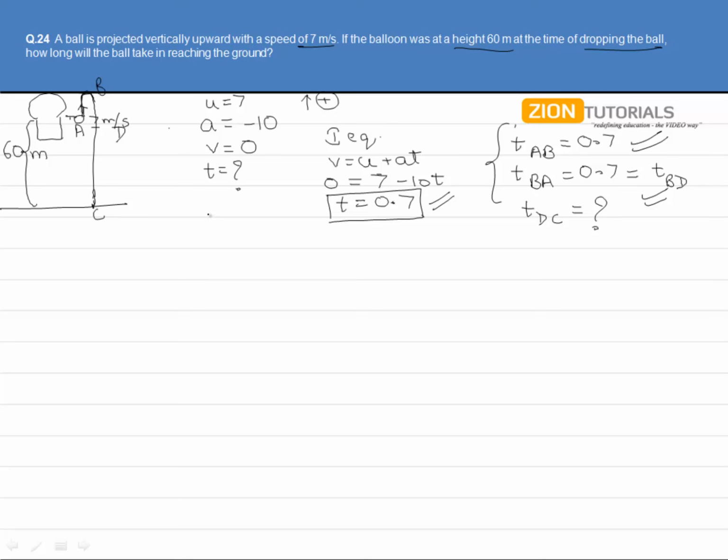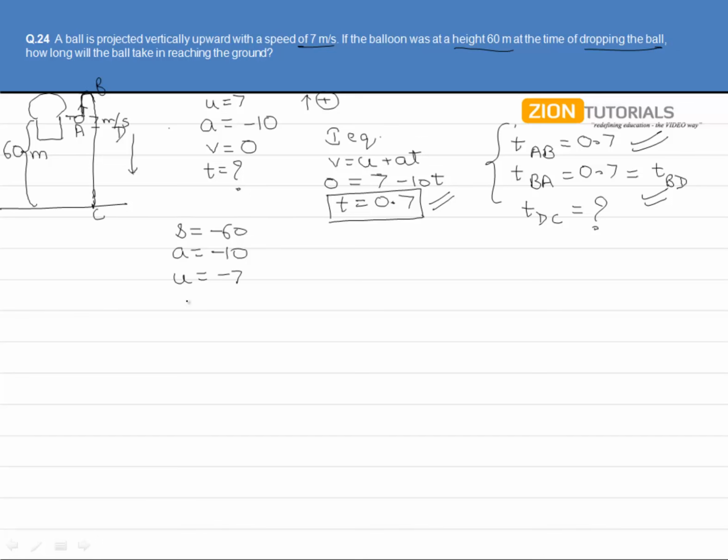Now, we had this distance DC as the initial height of this balloon. Leave where the balloon is right now. We need to deal with the ball. So we need to work out at what height the balloon had been initially, giving us the displacement S equals minus 60. Remember, this is not plus 60 because the displacement is going to be in the downward direction, which is a negative direction. Acceleration is minus 10. Initial velocity u will be minus 7, because it is in the downward direction.